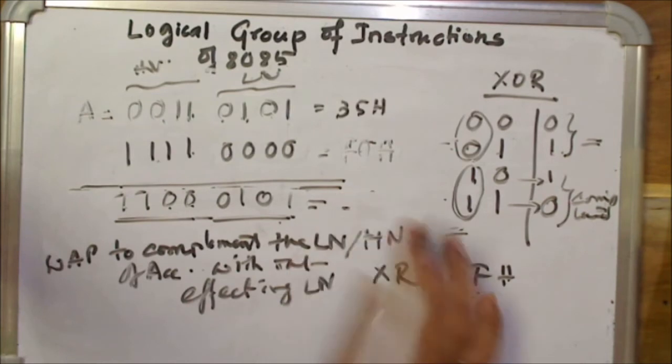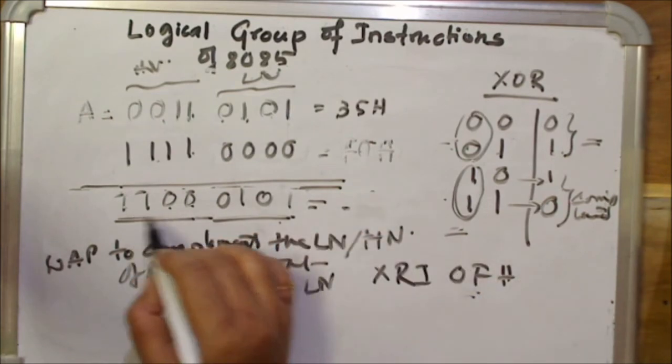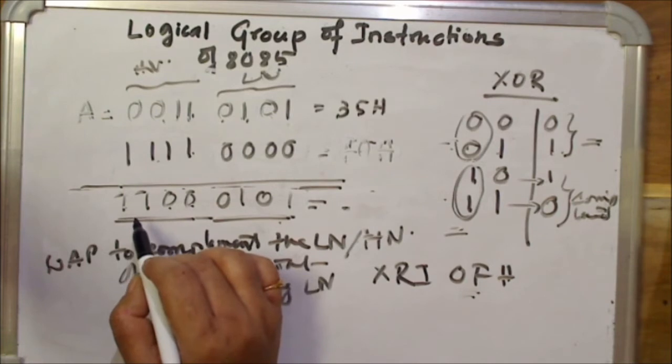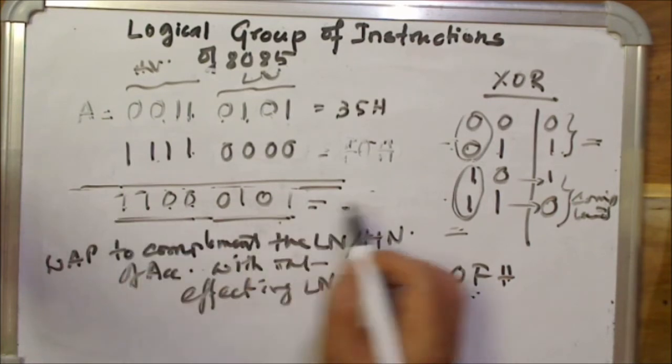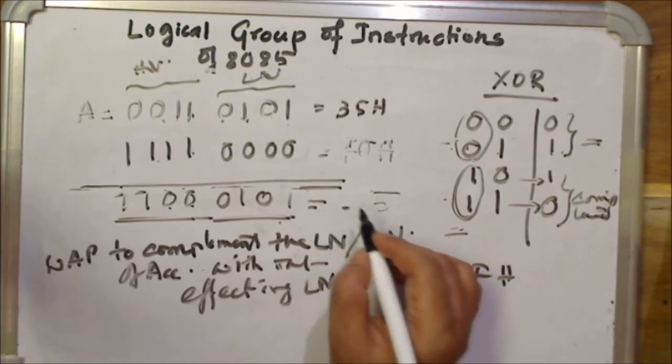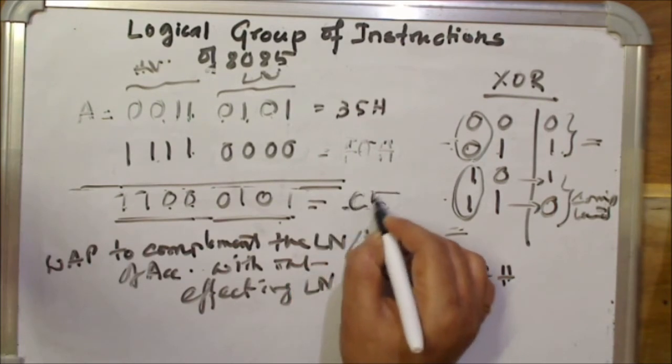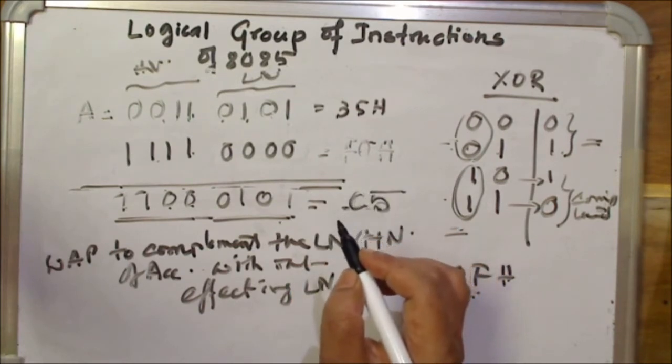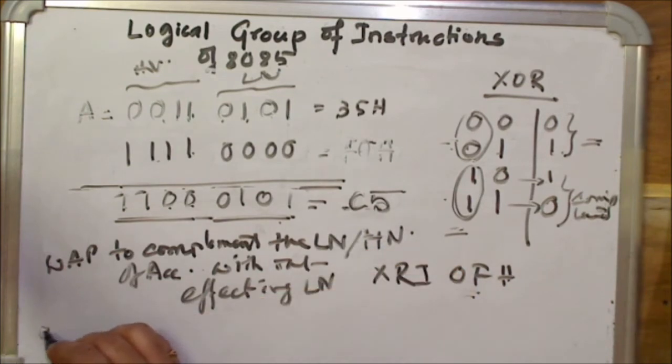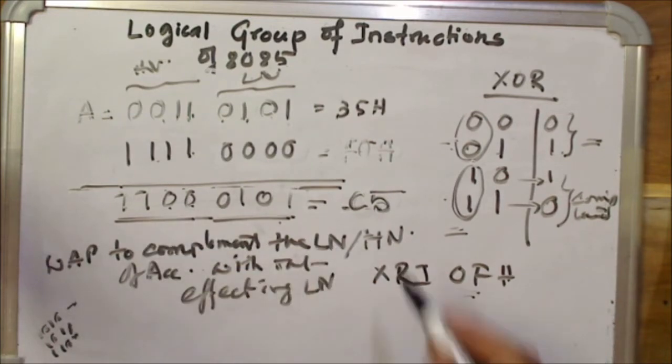Okay? This is 5 and this is C. So this is C5H. Right? So I hope it is clear.